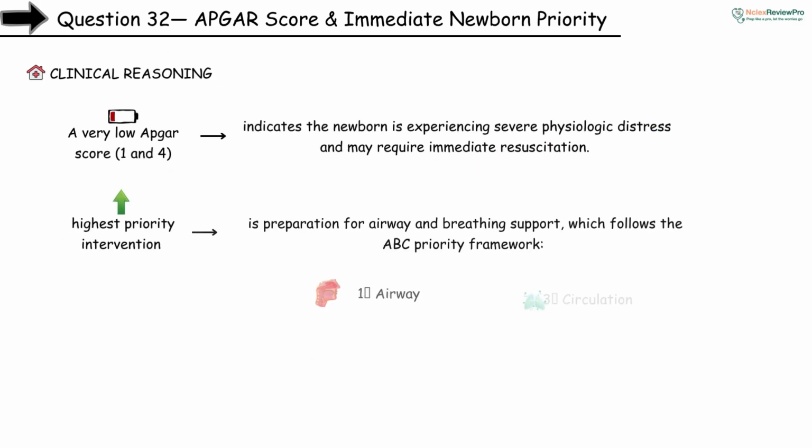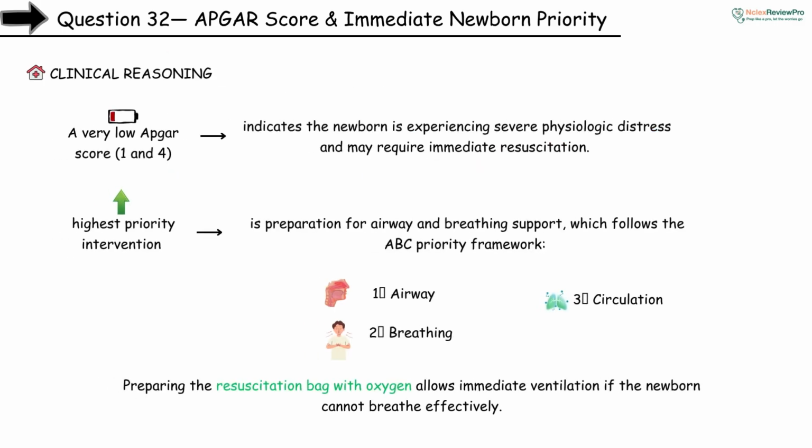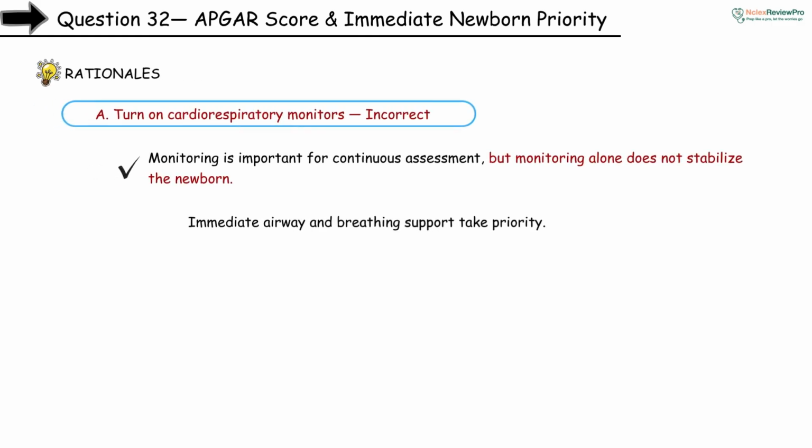Now let's break down the clinical reasoning. A very low APGAR score means the newborn may not be breathing effectively, so you must immediately think ABCs: airway, breathing, circulation. The highest priority is breathing. Preparing the resuscitation bag allows for immediate positive pressure ventilation as soon as the newborn arrives. This can be life-saving. Now let's look at the other options.